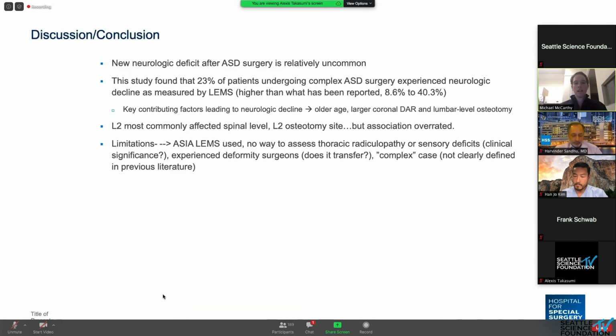So in conclusion, you can see that it's fairly uncommon to have a neurologic decline in these complex surgeries, but the study found it to be about 23%.